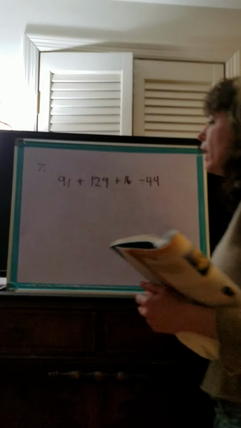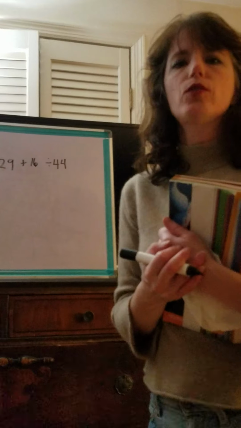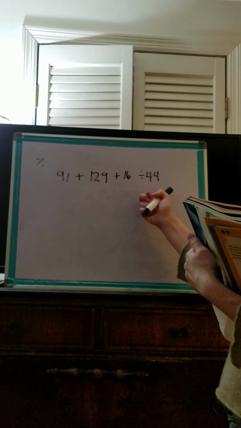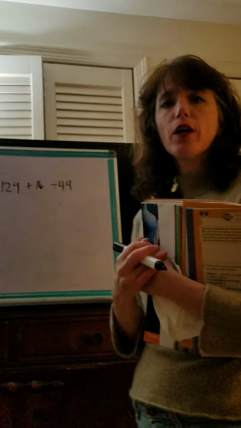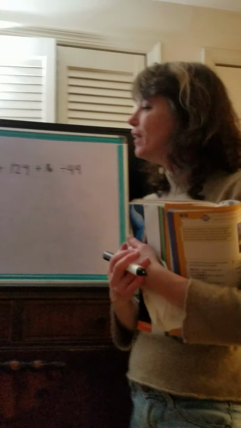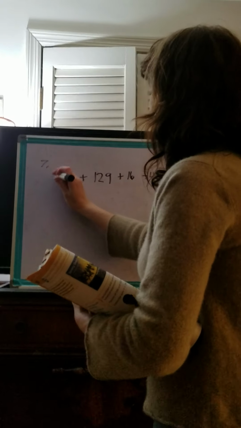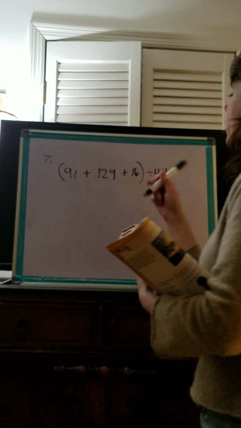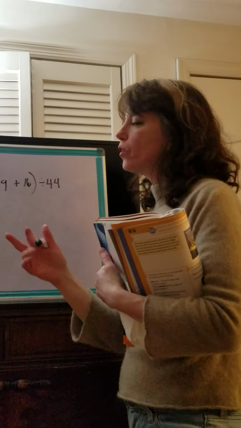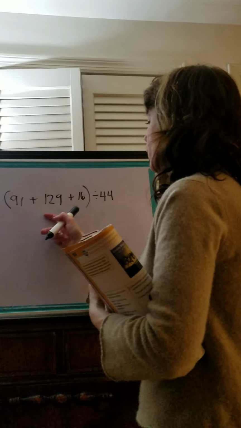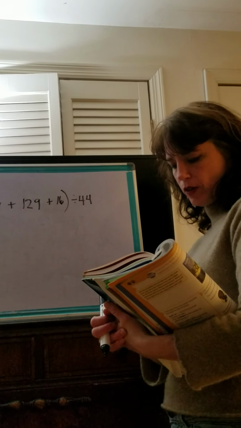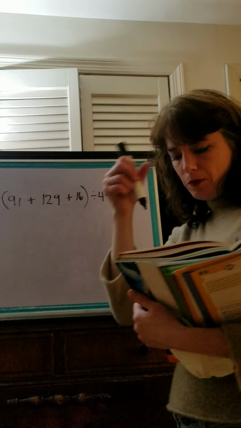Now, if I do not put in parentheses, what's going to happen is I'm going to wind up dividing 16 by 44, and I know I can't do that, right? So it wants you to add these and then divide by 44. So you would have to solve all this first and then divide by 44. Okay, last one, number 8.